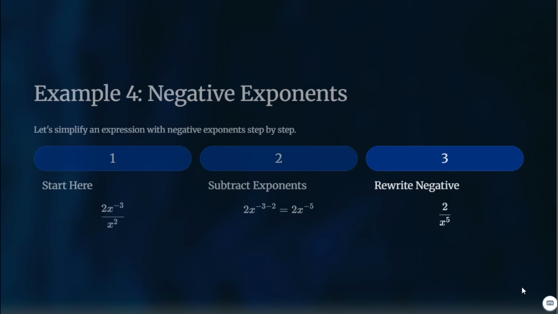Always rewrite your final answer with positive exponents unless instructed otherwise. This is the standard mathematical convention.